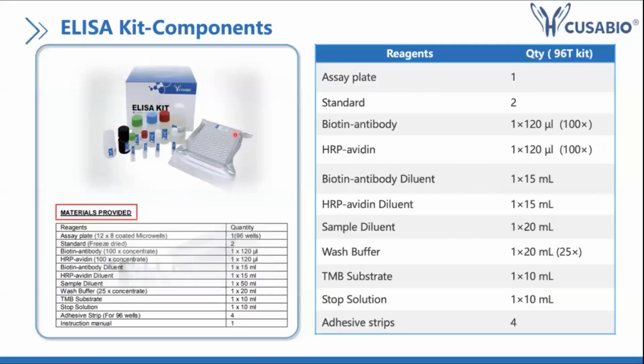So this is a very complete list of the reagents for each CUSABIO ELISA kit that you will get. You will get the assay plate and the standard protein, and also different diluents, the wash buffer, and the substrate and stop solution. So each kit you will get things like this.